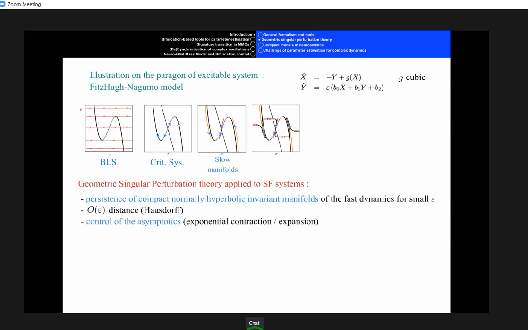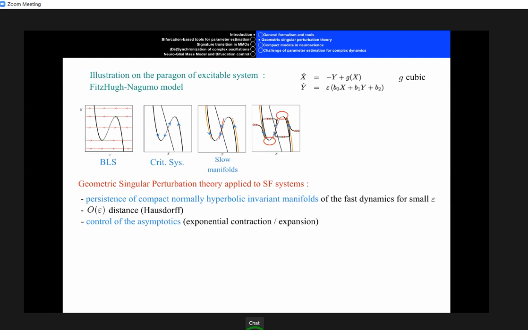The three branches of the critical manifold persist into manifolds very close to the critical manifold. The branches in orange are attractive, and the repulsive one is the red one. But we have some problems for the singularities in the fold of the critical manifold. So we can control the asymptotics, but only up to a certain point.